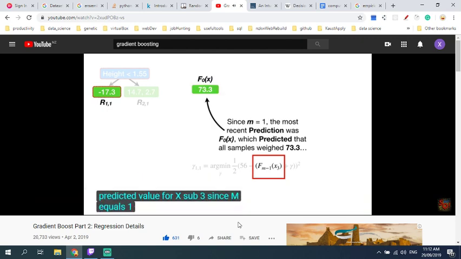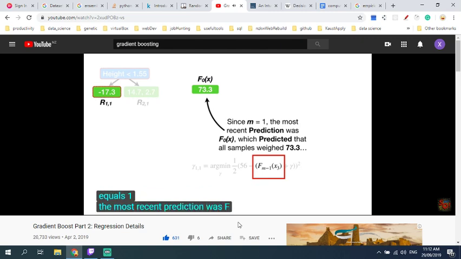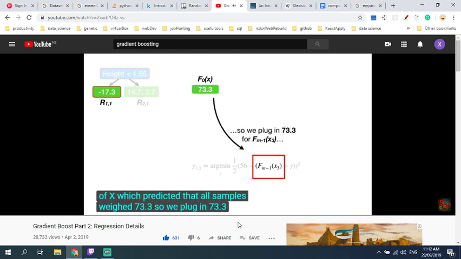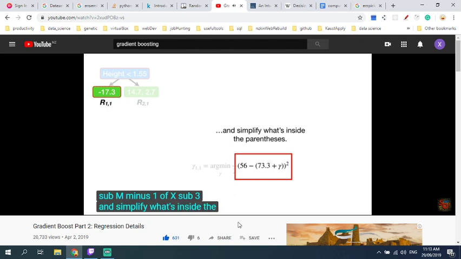Since m equals 1, the most recent prediction was f sub 0 of x, which predicted that all samples weighed 73.3. So we plug in 73.3 for f sub m minus 1 of x sub 3 and simplify what's inside the parentheses.